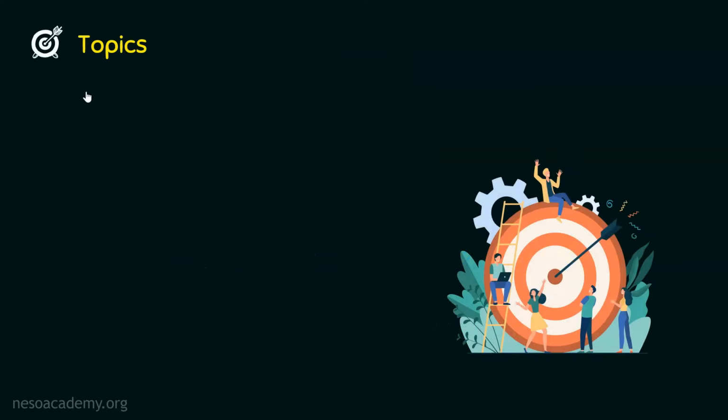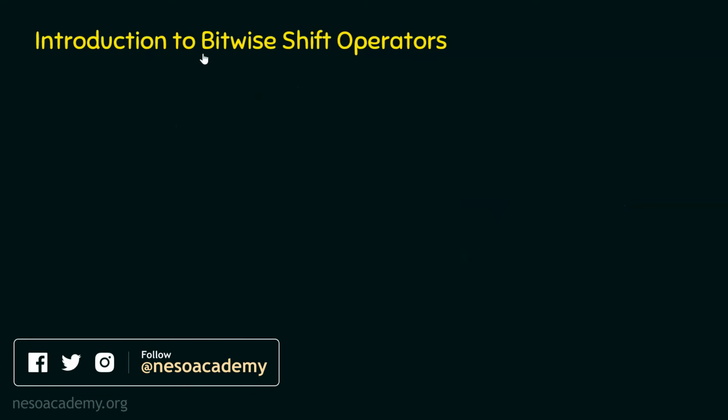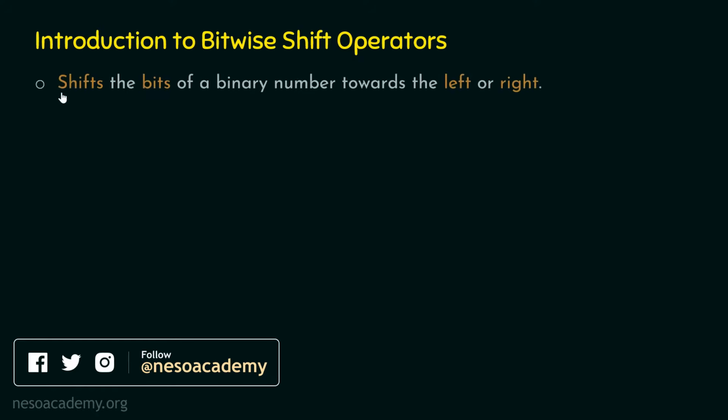The first topic of this presentation is Introduction to Bitwise Shift Operators, and the second topic is Bitwise Right Shift Operator, which is denoted by these two greater than symbols. Let's start with the first topic, that is Introduction to Bitwise Shift Operators. So what is a bitwise shift operator? Bitwise shift operator shifts the bits of a binary number towards the left or right.